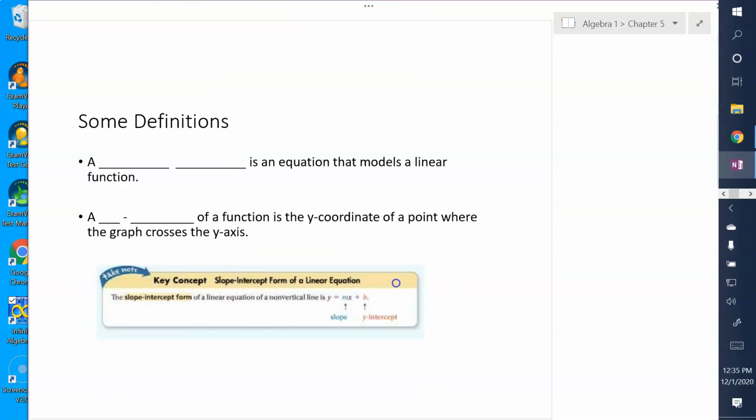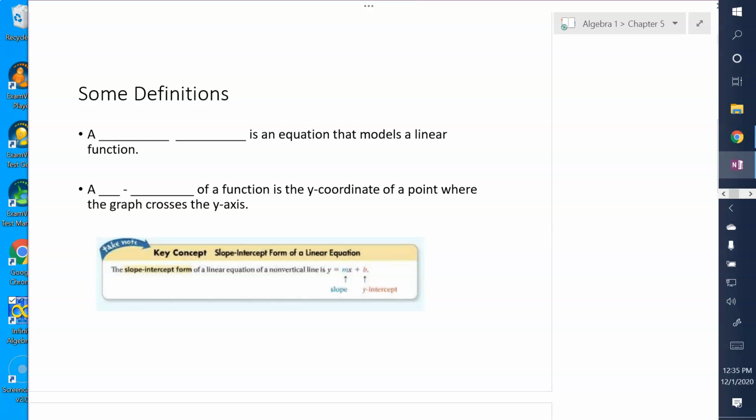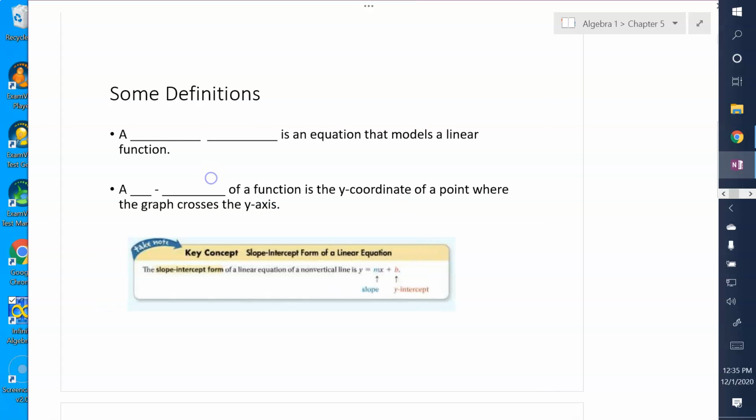The first thing is some definitions. A linear equation is an equation that models a linear function. So it would look like a straight line. And then part of your linear equations is the y-intercept.